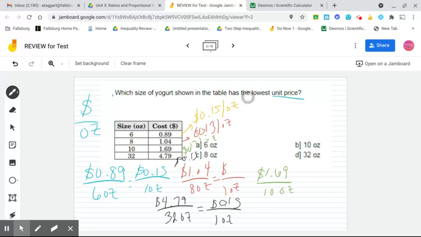Okay, so which one is the lowest? 15, 13, 17, or 15? Well, 13 is the lowest, and that's the 8-ounce container. So the 8-ounce one is the answer here. So again, when we're looking for the lowest, or it could say the highest unit price, you're just finding the unit rate. Divide them. Remember, money usually always goes on top here.